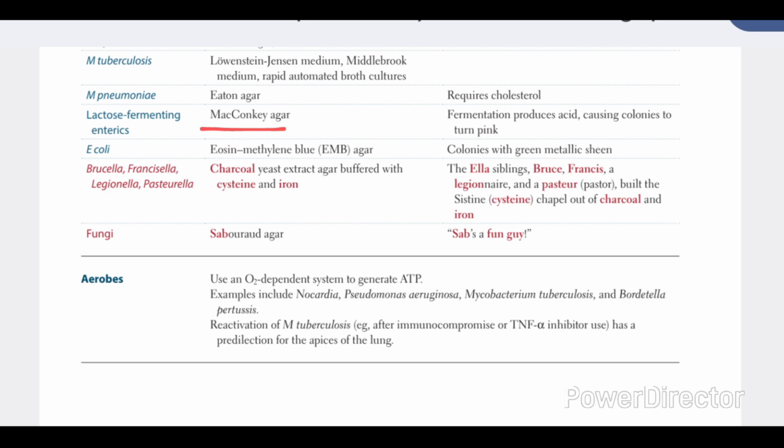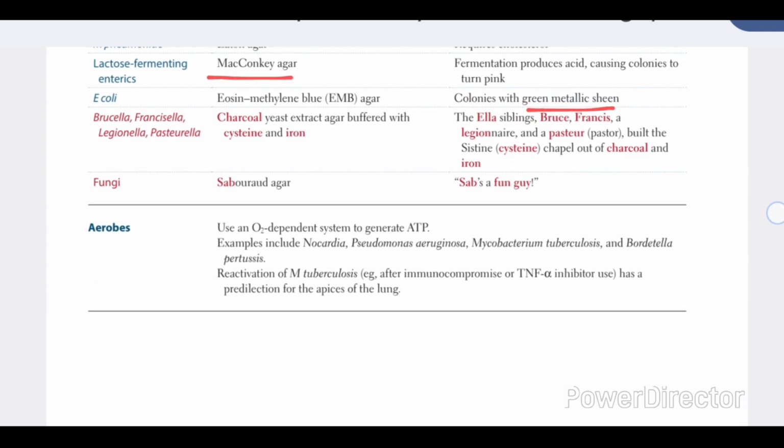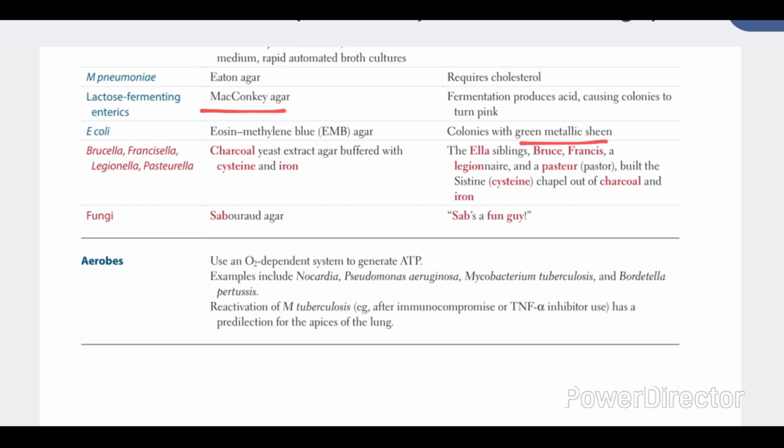E. coli will grow with green metallic sheen. Then we have further organisms such as Brucella, Francisella, Legionella, and Pasteurella. These organisms are basically grown on the agars that contain cysteine and iron. So these organisms are grown in the cultures which basically require cysteine and iron for growth.